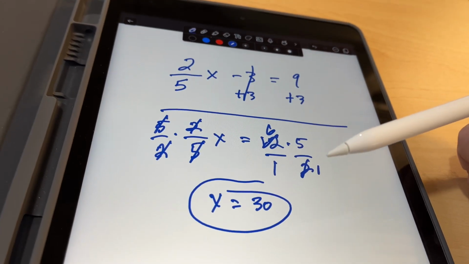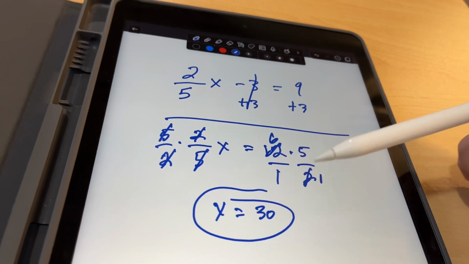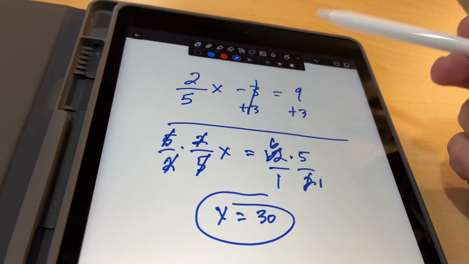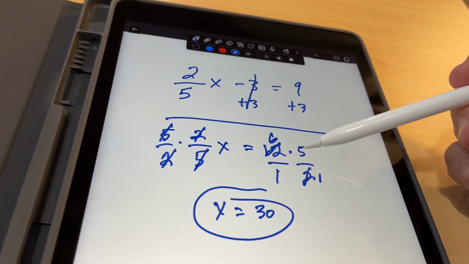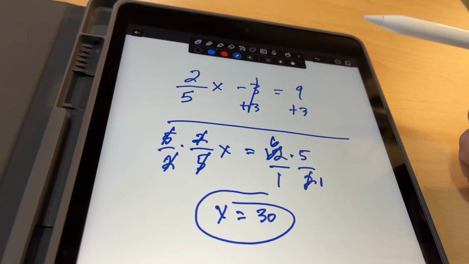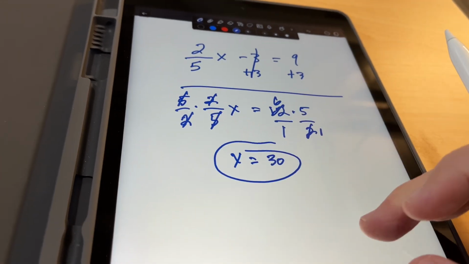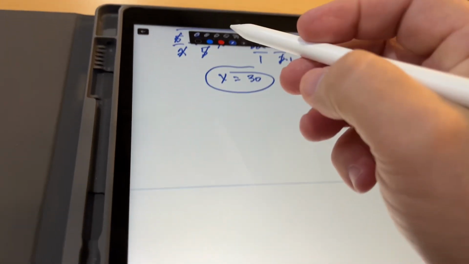Of course, we do the same thing over here. And the cross-canceling enables us to get the direct answer without having to reduce the fraction. Otherwise, we would have said 12 times 5 is 60, and 1 times 2 is 2. 60 divided by 2 is 30. You still get the right answer, but it just takes you a little bit longer. So that's one thing. It's one way to do that problem.